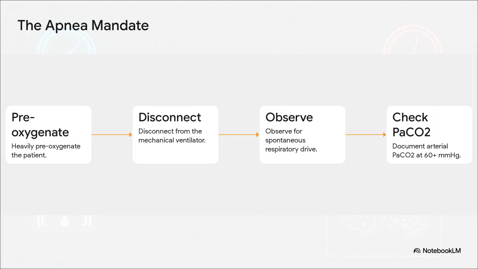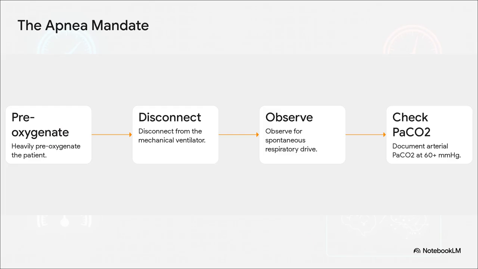Module 2, the apnea mandate. If the clinical exam shows total brainstem areflexia, we proceed to the ventilatory challenge. The apnea test is the definitive, strictly mandated clinical confirmation. First, we heavily pre-oxygenate the patient. Then, we completely disconnect them from the mechanical ventilator and observe them closely for 8 to 10 minutes.